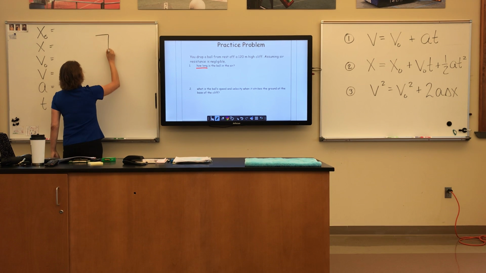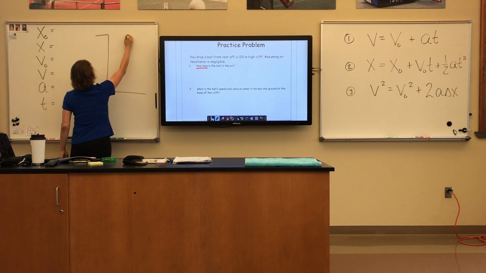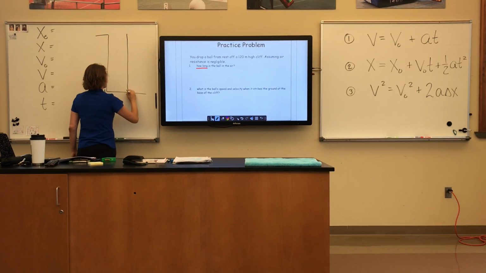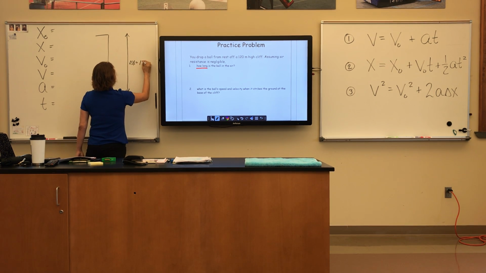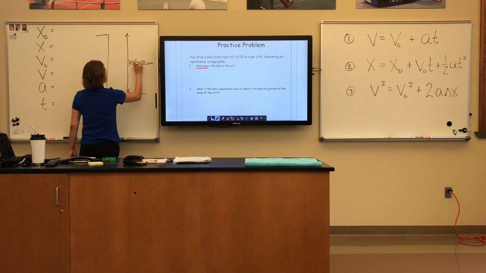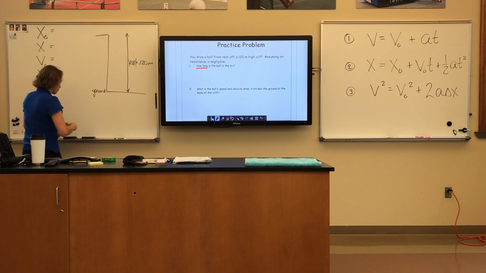So I've got a cliff here. This is the ground. That's the top of my cliff there. What's the displacement, the difference between the top and the bottom? Yeah, that looks like 120 meters. That's the magnitude of the difference between those positions. This object is being dropped from the top of the cliff.